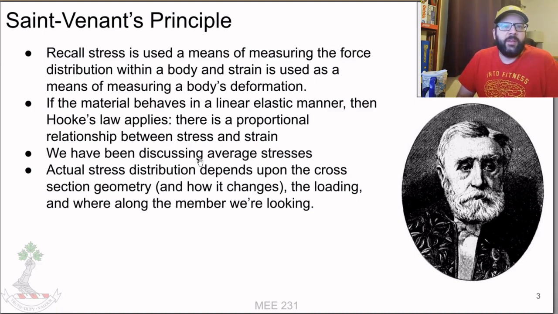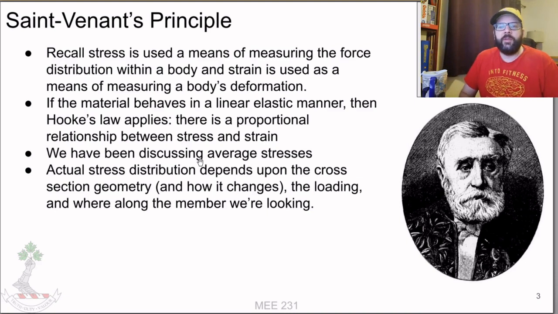But if we're still in a linear elastic regime, then Hooke's law applies. So we've got a proportional relationship between the two based upon our Young's modulus, or shear modulus. We're talking shear, but anyways, we're not talking shear this lecture. This lecture is on normal stress. But thus far we've been talking about average stresses. So the actual stress distribution is not necessarily evenly distributed. It depends upon the geometry, and especially upon how the geometry changes.